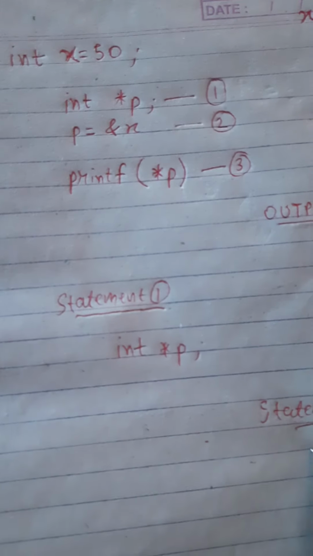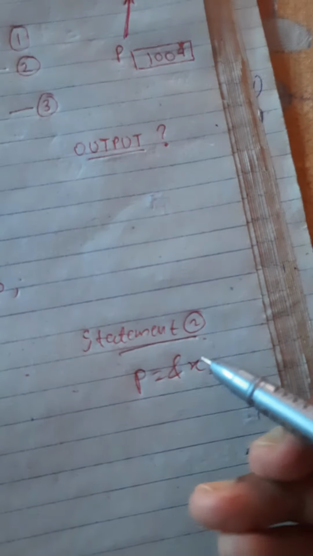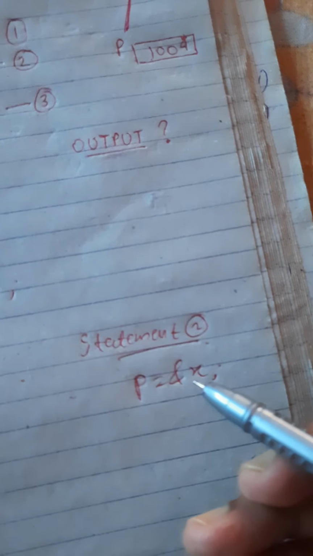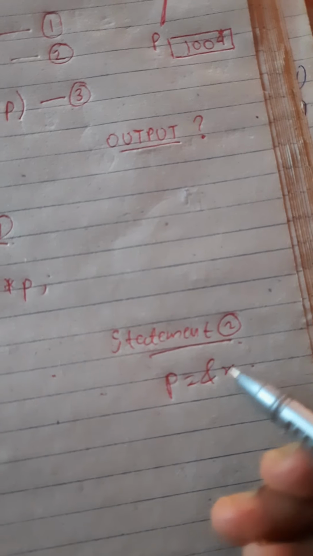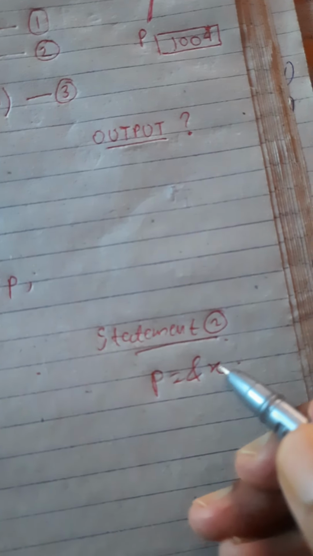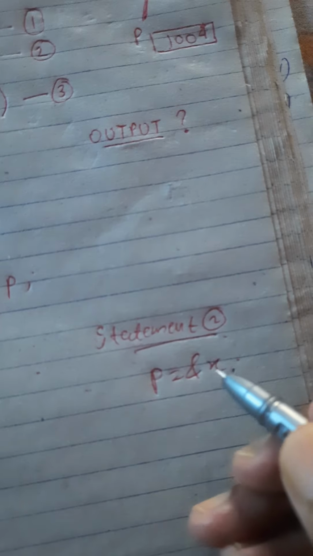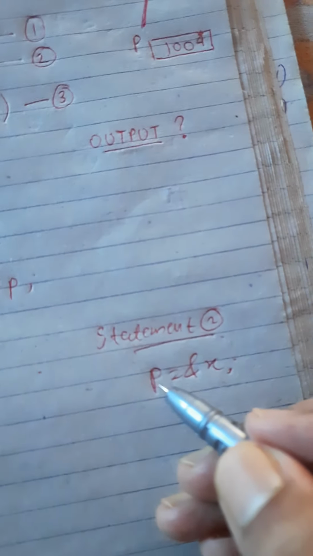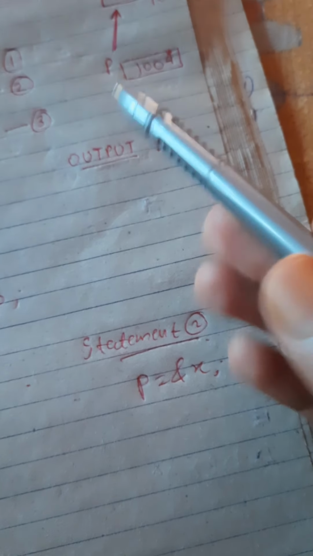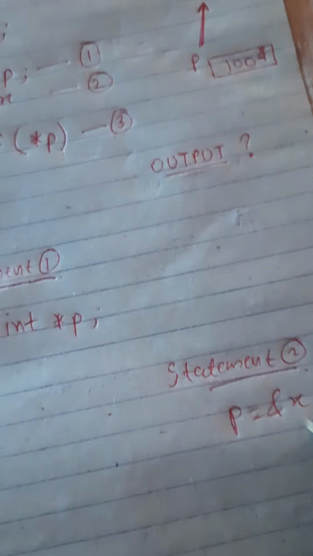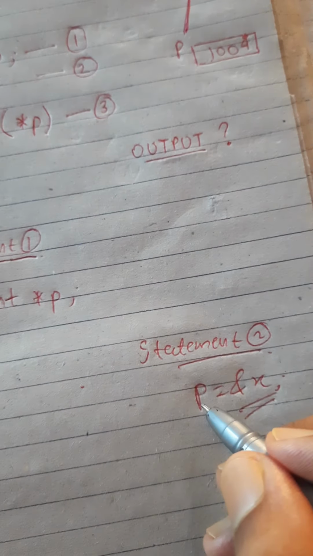So statement 2 is p equals ampersand x. We know this is an assignment statement. Ampersand is an operator; this ampersand sign means give me the address of the box that is referred to by the variable name x, and I'll store that in p, which means in the box referred to by the variable name p. Since this is an address, p has to be a pointer.